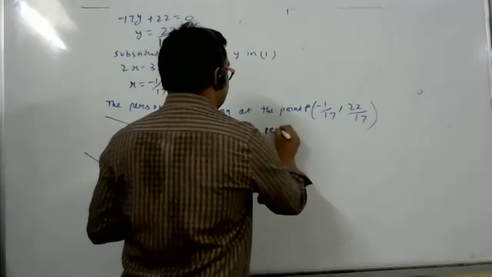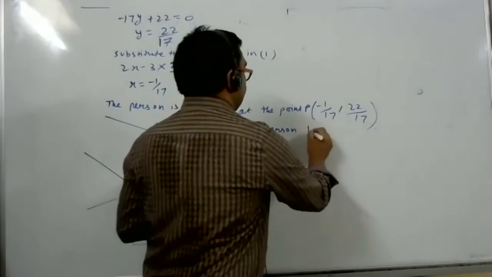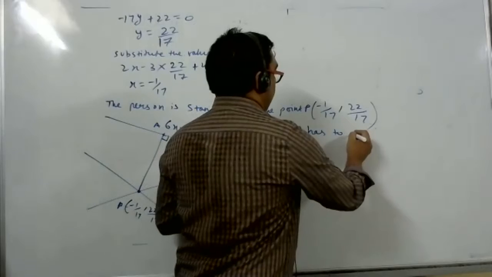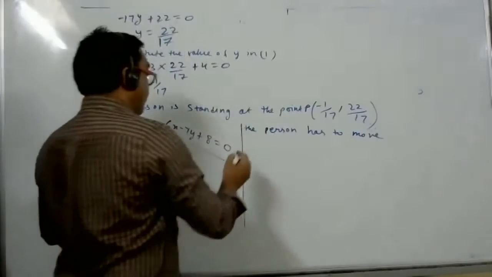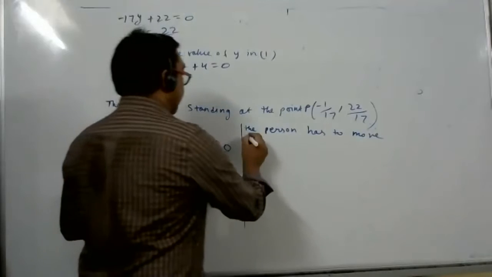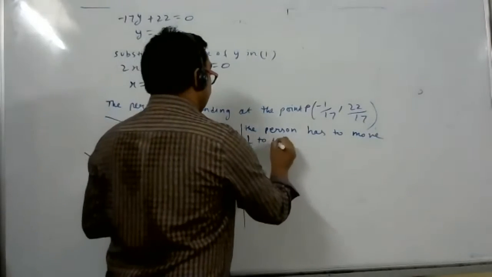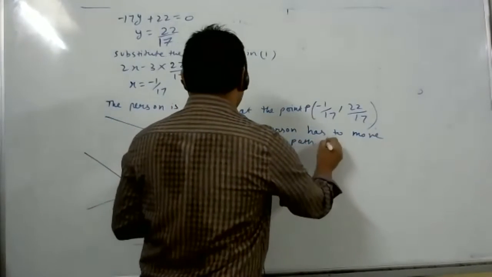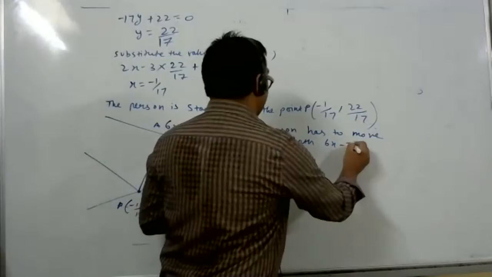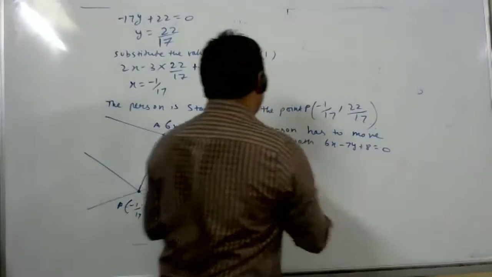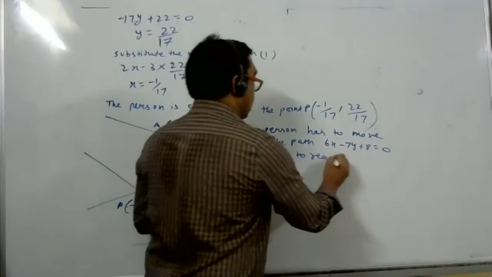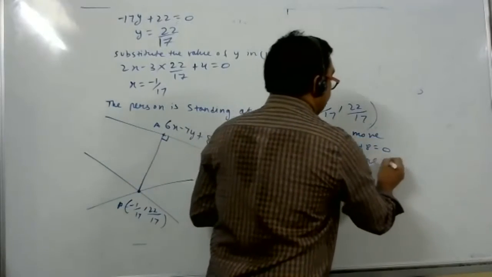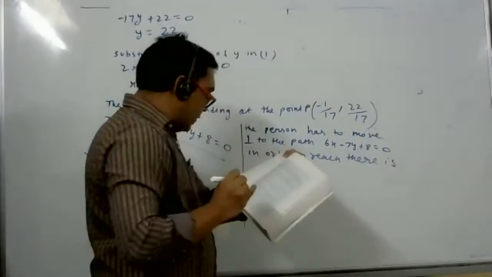The person has to move perpendicular to the path 6x minus 7y plus 8 is equal to 0 in order to reach there in the least time.